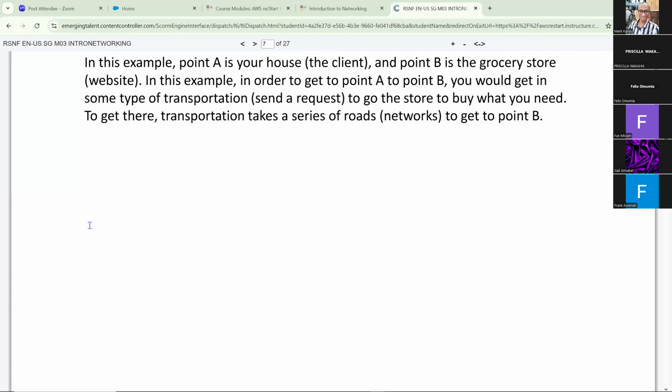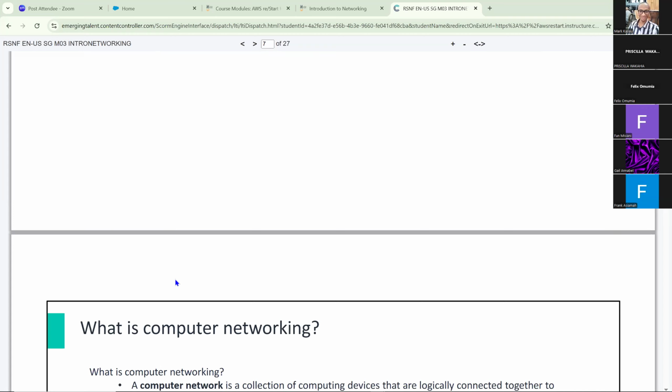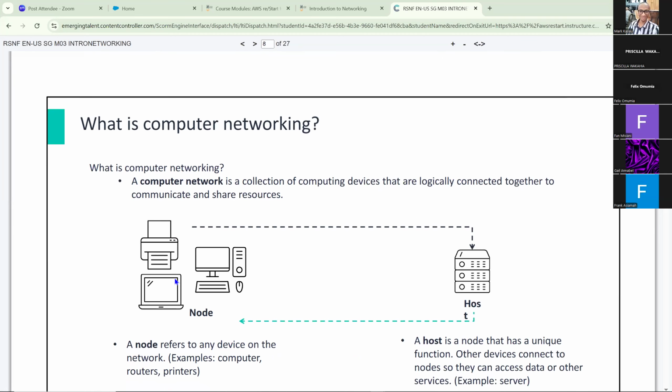Now to get there, transportation takes a series of roads or networks to get to point B. That is what we just talked about. I've told you, for me to move from, for example, where I am at to go to Nairobi town, I'll need to, first of all, get into a matatu. And then from that matatu, it will take me through different points before I finally get to town. So that is that. So what is computer networking?